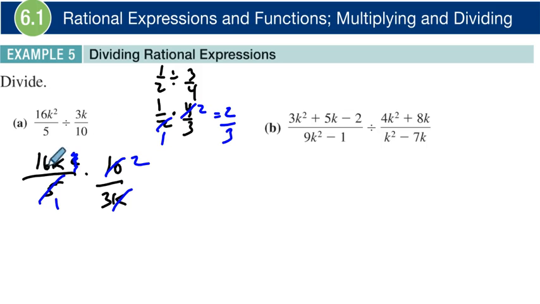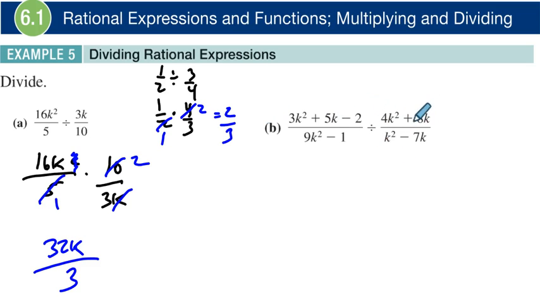Okay. It looks like I have a 16k on top. And then, oh wait, I have a 2 right here. So actually, 32k on top. And then I have a 3 then on the bottom. And that'll be that. Coming over here now, I'm going to do the same thing.